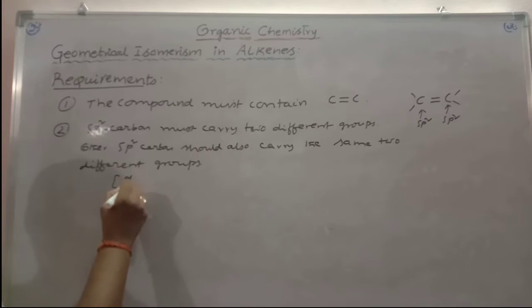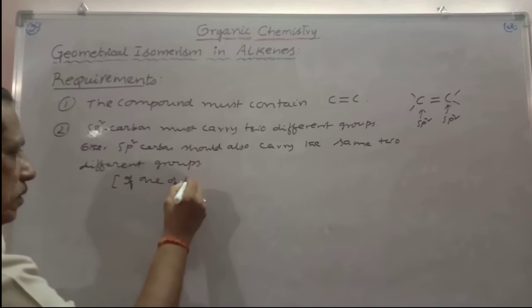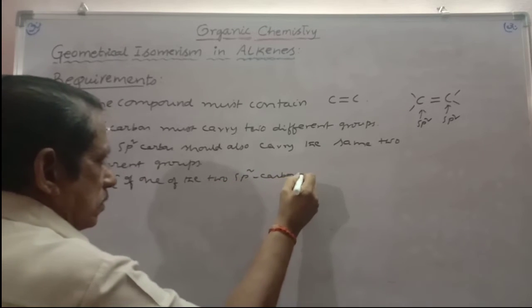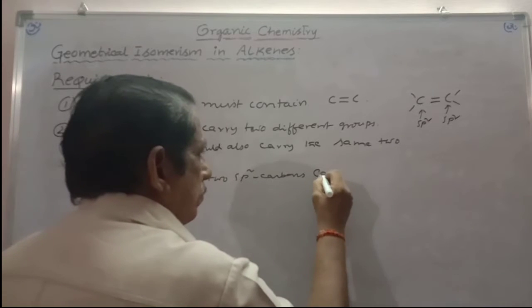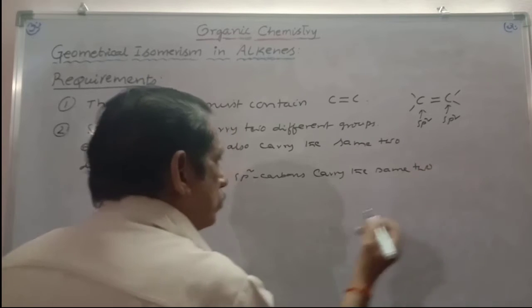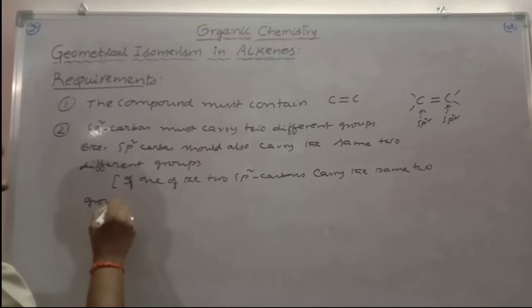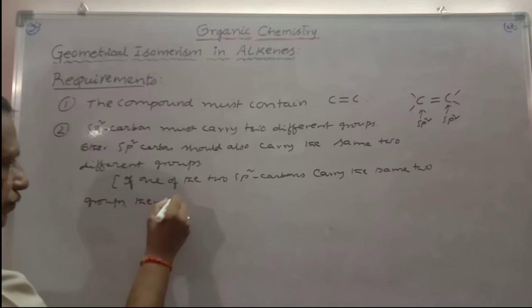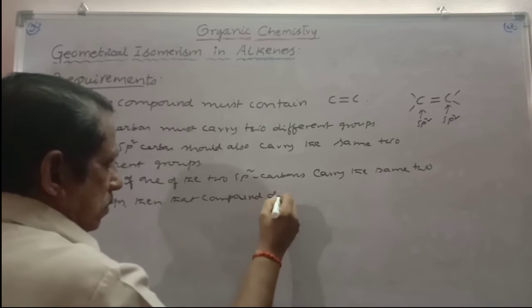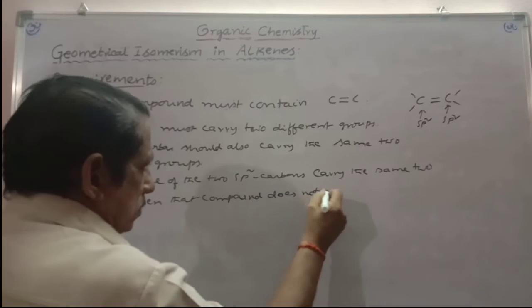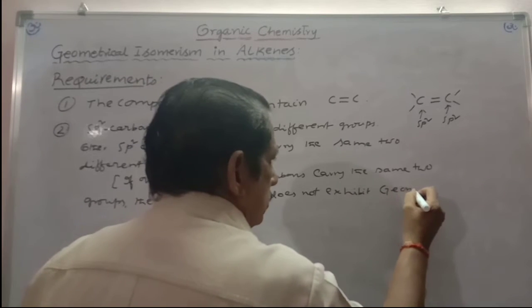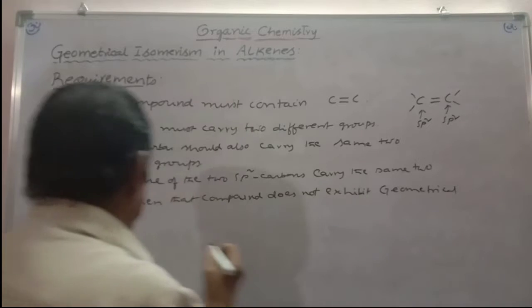If one of the two sp2 carbons carries the same two groups, then that compound does not exhibit geometrical isomerism.